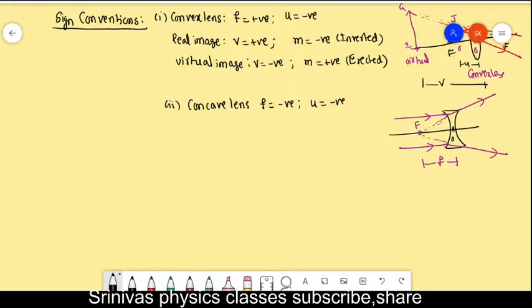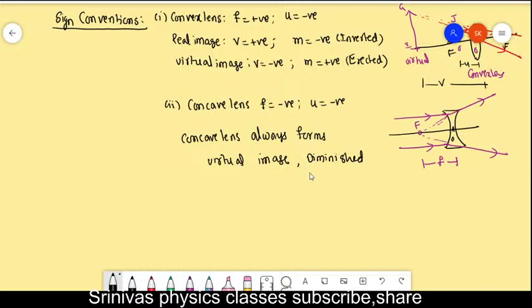Can a concave lens form a real image? Anyone can answer. Is there any chance that a concave lens forms a real image? In any situation? No, a concave lens always forms a virtual image. You remember it. A concave lens always forms which type of image? Virtual image. And diminished also. Virtual and diminished image forms. Diminished means a small size image will form.